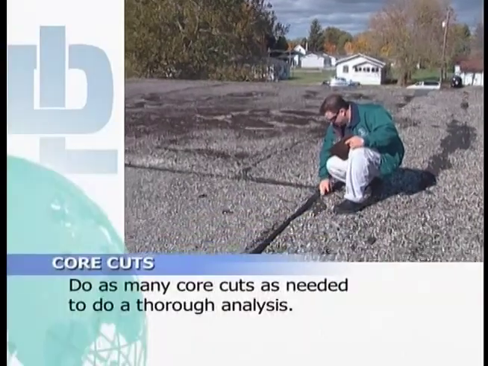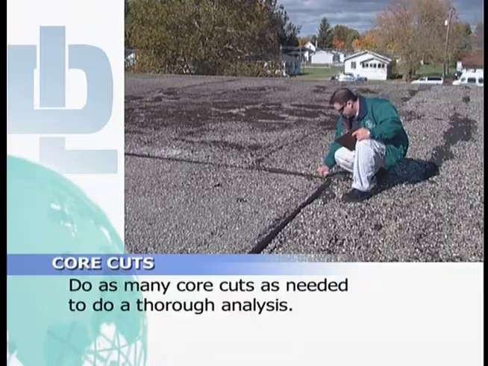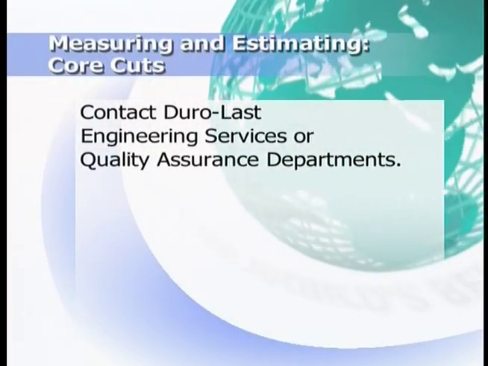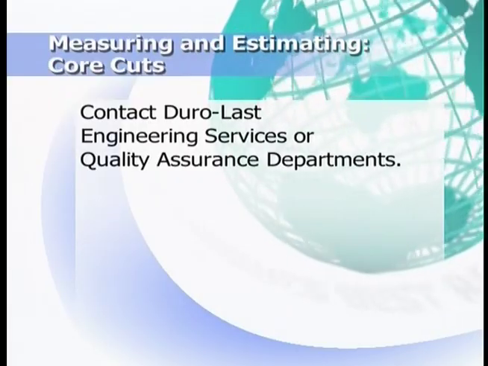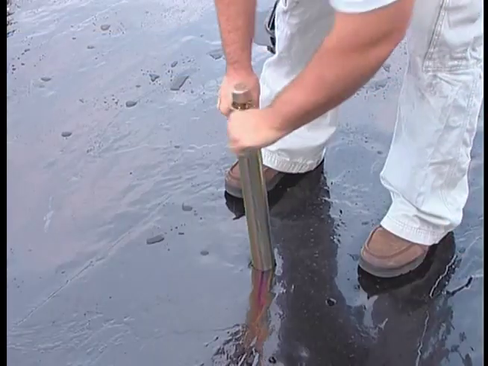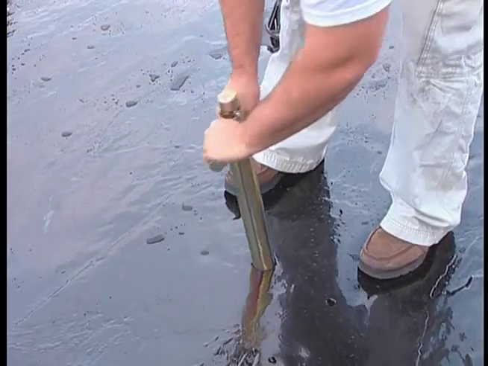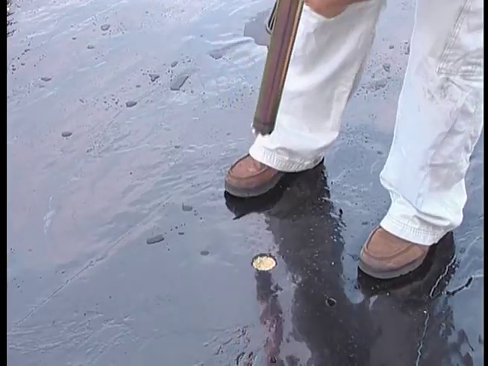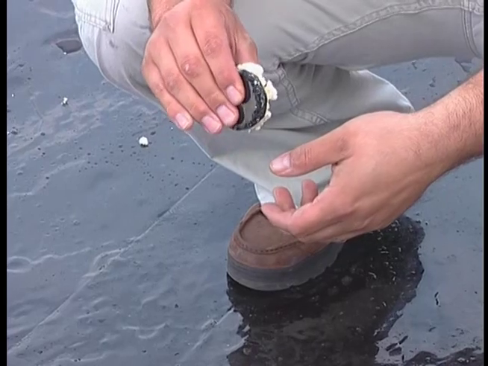Do as many cuts as needed to do a thorough analysis of the existing roof. Contact the Duro-Last Engineering Services or Quality Assurance Departments for more information. Using a core cutter as shown here, cut down to the roof deck and extract a sample of the existing roof makeup. Thoroughly examine the sample.